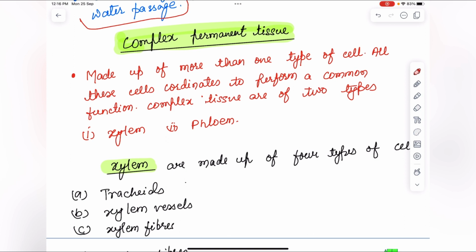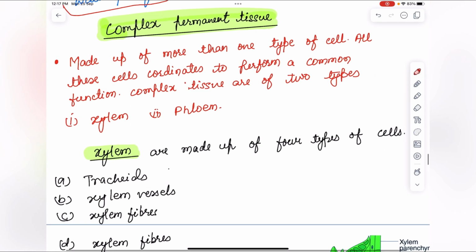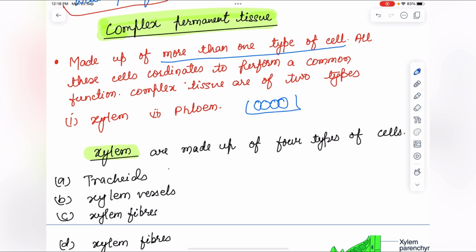So we have studied the simple permanent tissue. Next is complex permanent tissue. Complex permanent tissues are made up of more than one type of cell, and all these cells coordinate to perform a common function. Means what? All the cells together perform a function. Complex tissues are of two types, that is xylem and phloem.